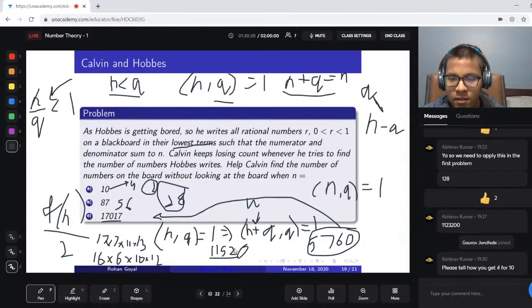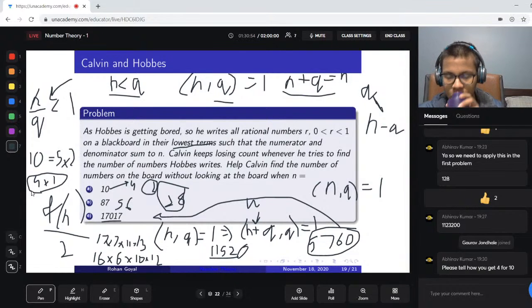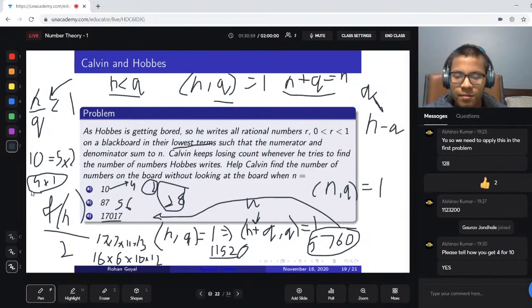Is that fine? Oh, 10 equals 5 times 2. So phi is 4 times 1, like 1 less than each of these. Is that fine, Abhinav? Okay. Do you all understand this problem?